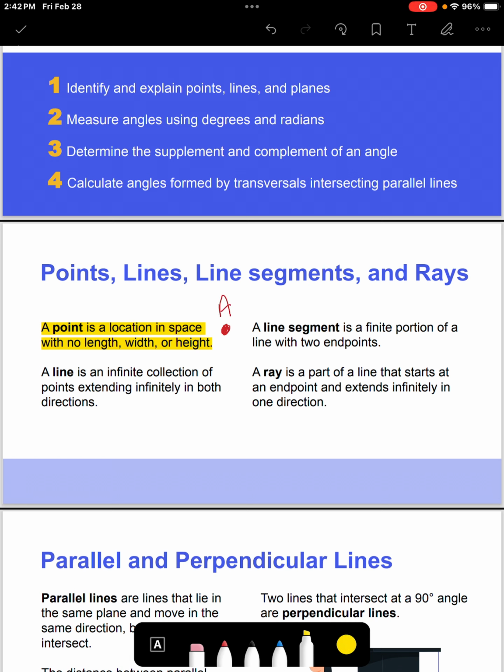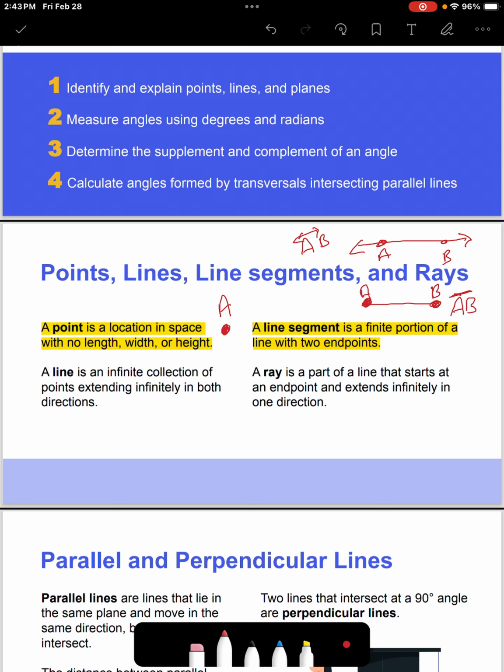A line segment is a finite portion of a line with two endpoints. So a line would look like this. A line segment is made up of 2 points, A and B, and we would label that as line segment AB. Now, the difference between a segment and a line looks like this. And it would be labeled AB, but it would have an arrow on top like that.